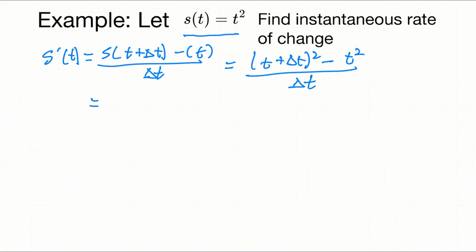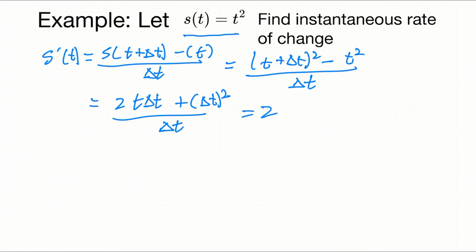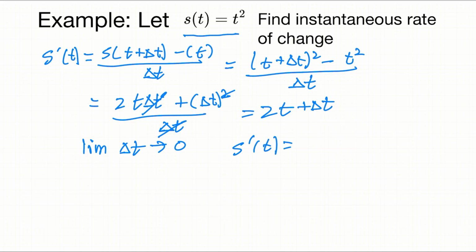So that is going to be equal to, just doing the algebra here and expanding everything out, 2t delta t plus delta t quantity squared divided by delta t, which is equal to 2t plus delta t. Just canceling that out with that, and that goes away. So we get 2t plus delta t. Now let's take the limit as delta t goes to 0. It becomes very small. We're going to squeeze this interval. So the derivative of t squared, the rate of change, is just equal to 2t.